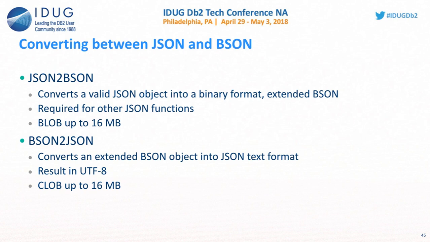Converting between BSON and JSON, there are just two scalar functions. One's called JSON_TO_BSON, and one's called BSON_TO_JSON. Good stuff. It just converts it into the other format for you. When you're converting to BSON, it lands in a BLOB up to 16 megabytes. When you're converting from binary to JSON, it converts to a CLOB up to 16 megabytes.